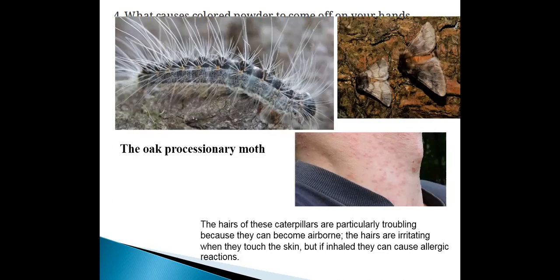There is one more moth, that is the oak processionary moth. They have a hairy structure during the caterpillar stage. They can create airborne effects. These hairs irritate the skin. When it touches the skin, you can see inflammation, like an allergic reaction. The inflammation spreads all over the body. Even if you inhale this hair which is in the air, you will get allergic reactions. So these moths are a bit harmful for us.